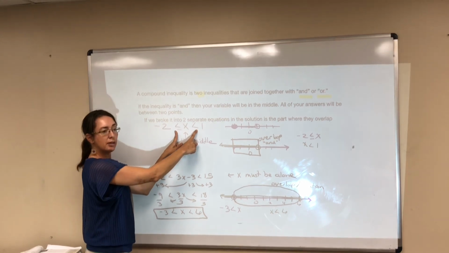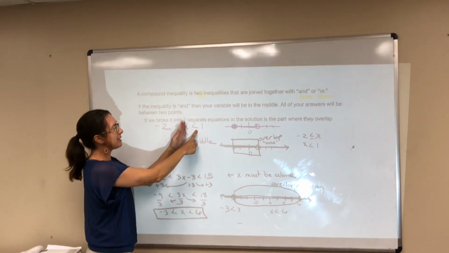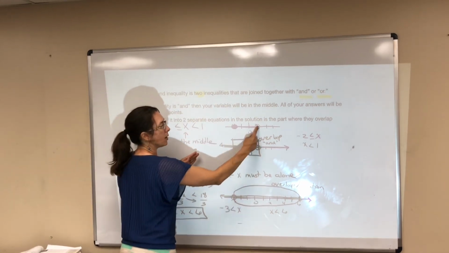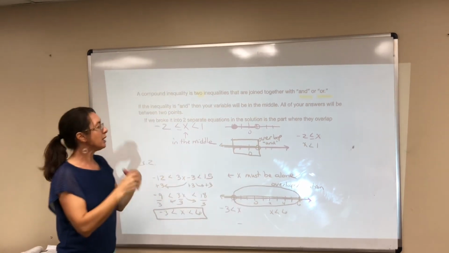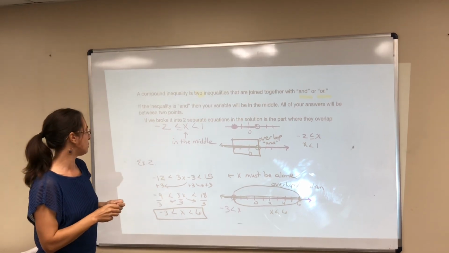This one tells me it needs to be an open circle. Okay? Now x is everything between them, so I'm going to fill the line between them. So we can read our inequalities with little steps of what it tells us to do. It's going to be in the middle.